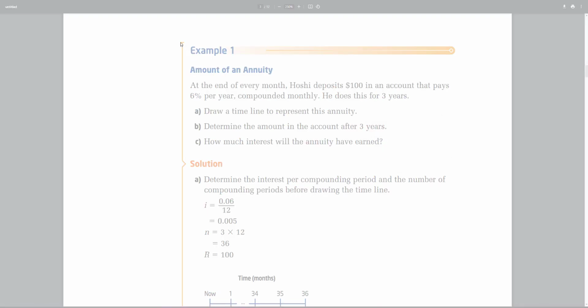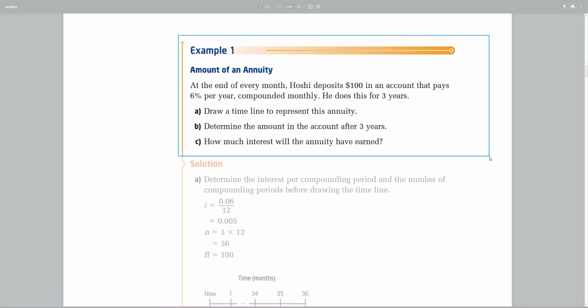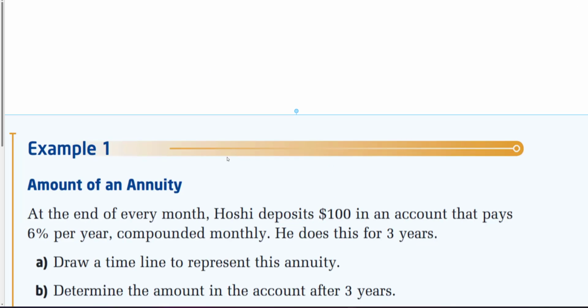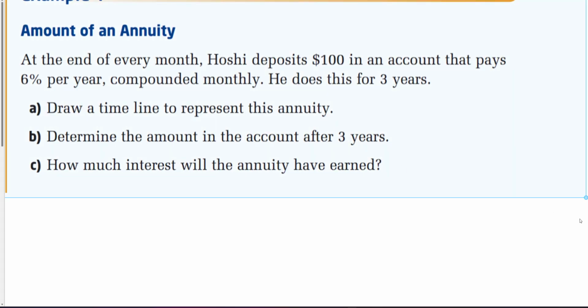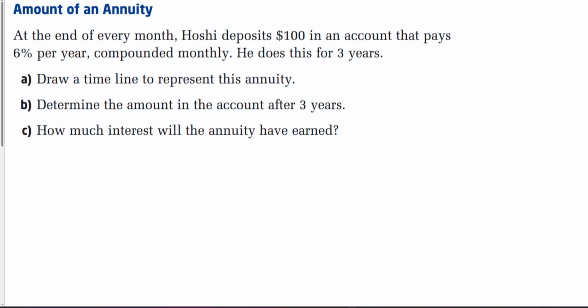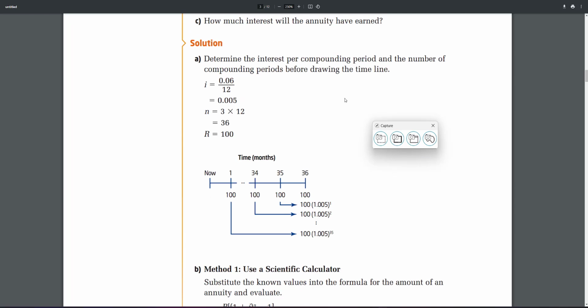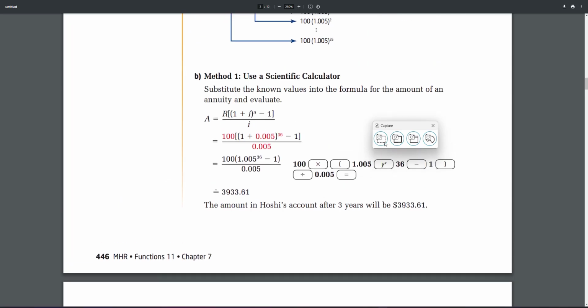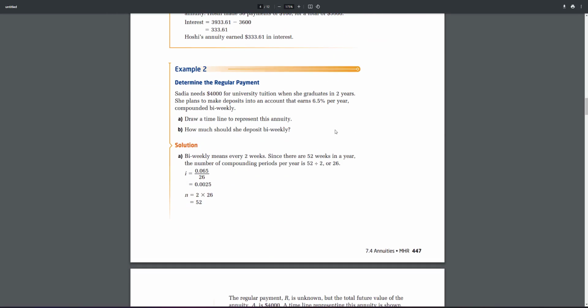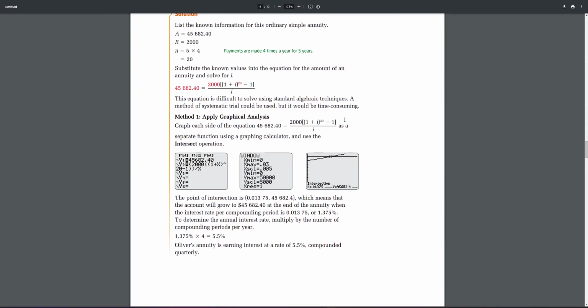Boom. Example 1. And for these types of problems, these annuity problems, pretty straightforward, especially in grade 11. You guys really don't do anything too difficult. All you need to know is the formula, which is this. Actually, is there a better formula? Hold on.